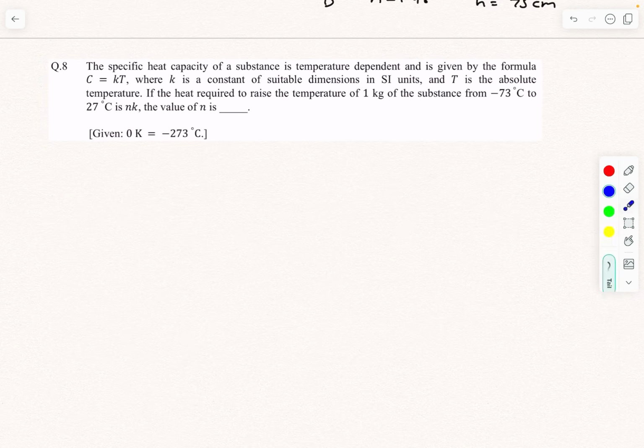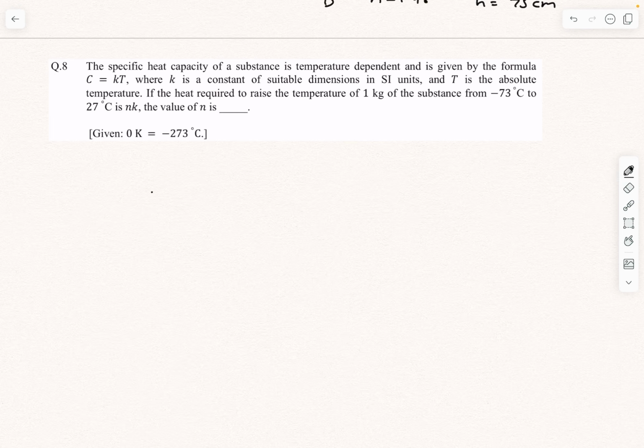So this is problem number 8. The specific heat capacity of a substance is temperature dependent and it is given by this particular formula. Everything is given in terms of SI units. They're saying if the heat required to raise the temperature of 1 kg of the substance from 200 Kelvin to 300 Kelvin is nk, then what is the value of n?